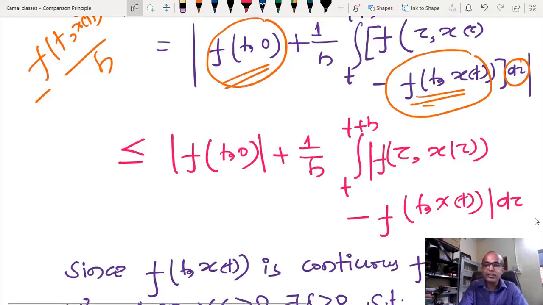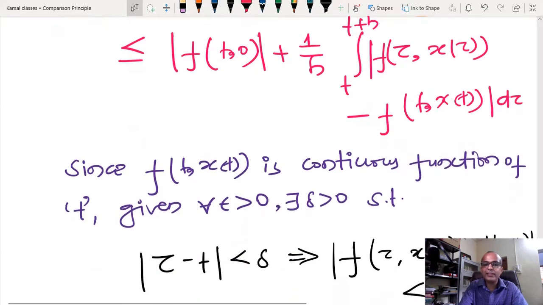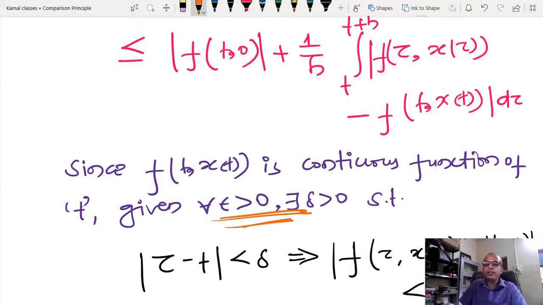So by continuity, I can further write that since f(t, x(t)) is continuous, for every epsilon there exists a delta. That kind of thing I know from the continuity. So I can tell that if t and tau are very, very close, in a delta ball, then this quantity is going to live inside the epsilon ball. That is the definition of continuity.